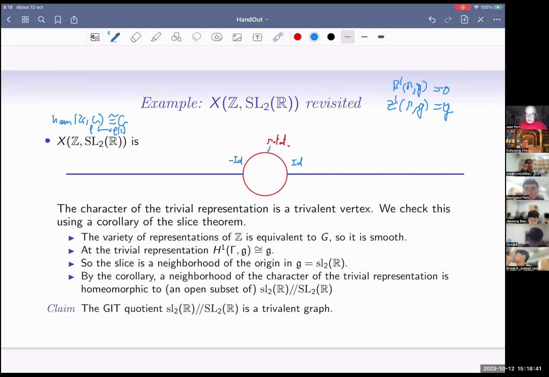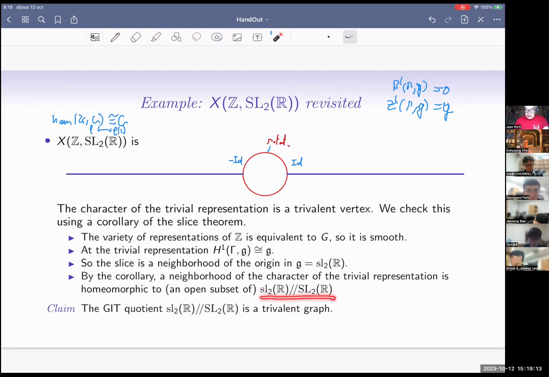So let's see how this works. The slice theorem tells me that the slice is just a neighborhood of the origin in the Lie algebra. Yeah, G equals SL2R. Okay, that's okay for the moment. So let me take the quotient. The corollary says that I have to take this G-invariant quotient, a neighborhood of the origin in here by SL2R.